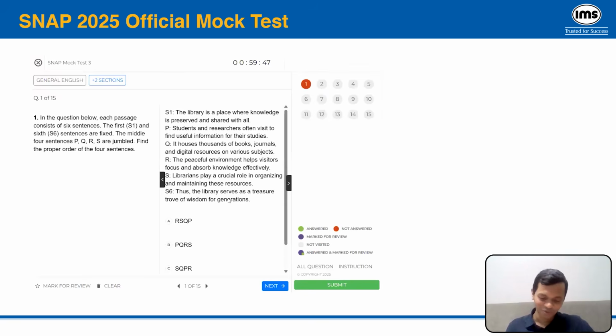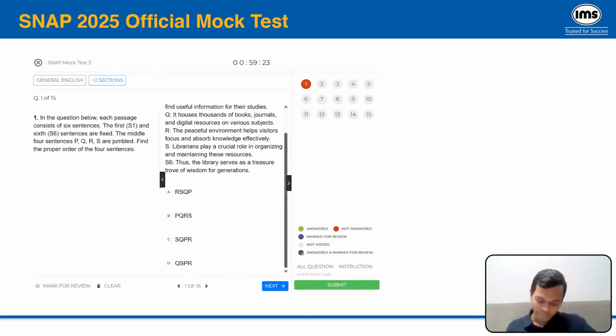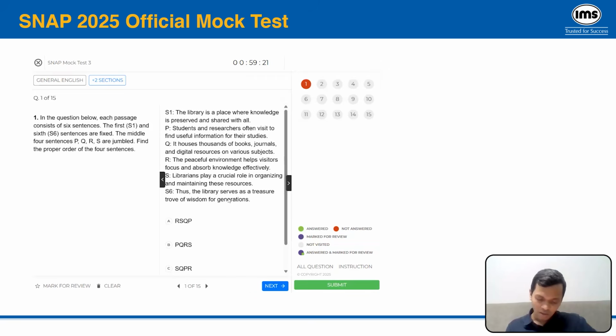Again, another network error. Oh, now finally it has started. So let's see. Okay, each passage consists of 6 questions. The middle sentences are jumbled. Find the proper order. Okay: the library is the place where knowledge is preserved and shared with all. Students and researchers often visit to find useful information. It houses thousands of books. The peaceful environment helps visitors. Librarians play a crucial role. Thus, the library serves as a treasure trove of wisdom for generations. Okay, where knowledge is preserved and shared with all.